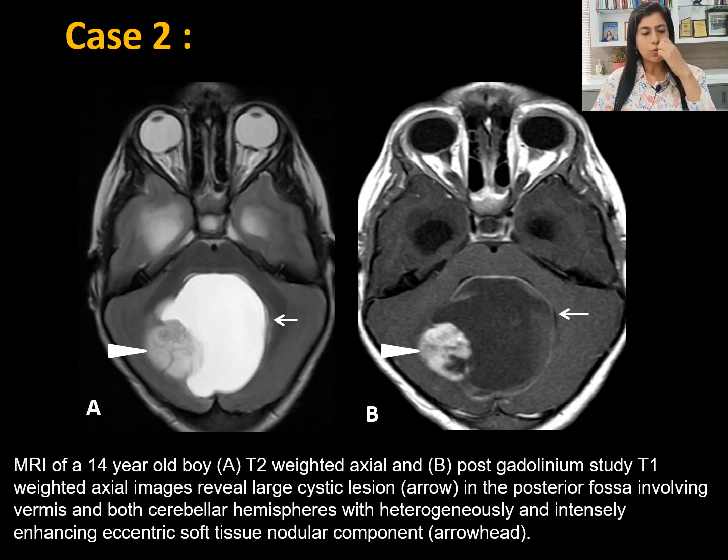This is case two, of a 14-year-old boy. You can see the cerebellum shows a typical solid cystic tumor, and the tumor on T2 weighted and post gadolinium weighted images reveals a large cystic lesion. You can see this is a large cystic lesion and a solid mural nodule.